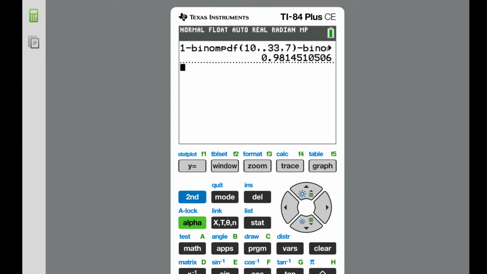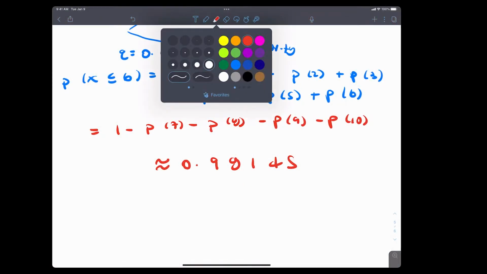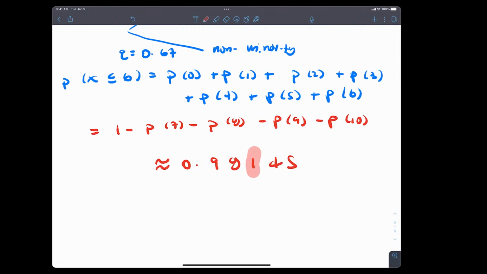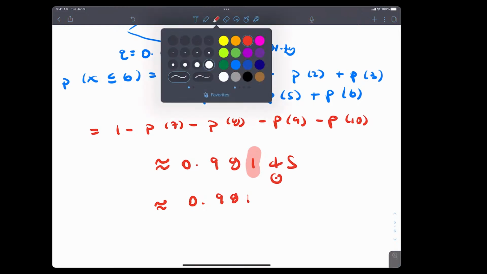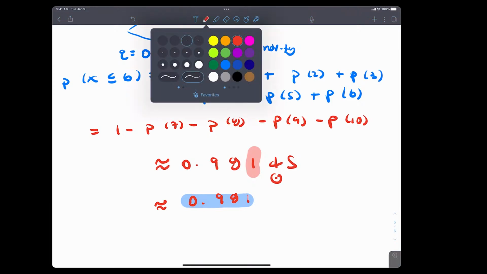And ladies and gentlemen, the probability is approximately, we're going to round to the nearest thousandths again. So we're going to put down 0.98145. The nearest thousandths actually is right here. The digit to the right of that is a 4. So approximately 0.981. And that's about 98.1%, ladies and gentlemen.